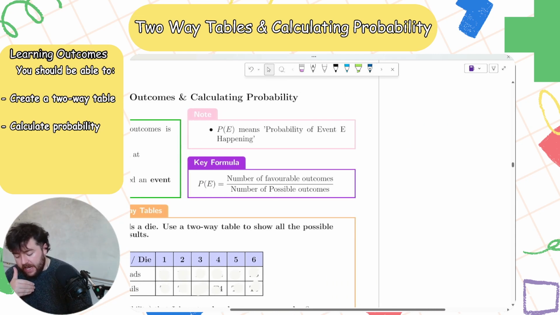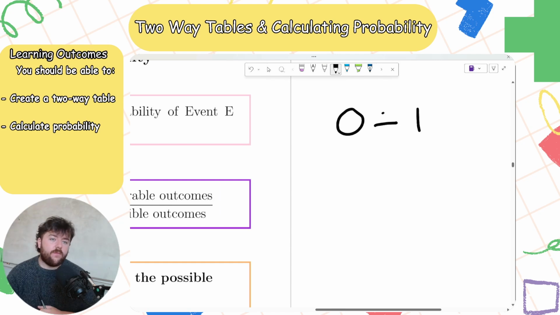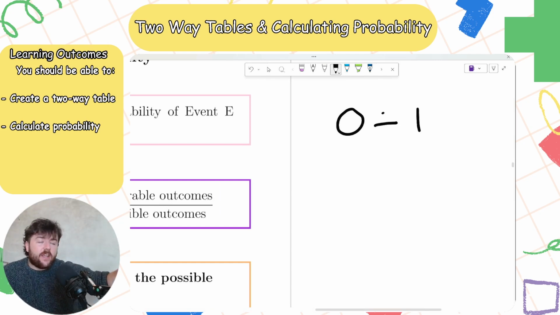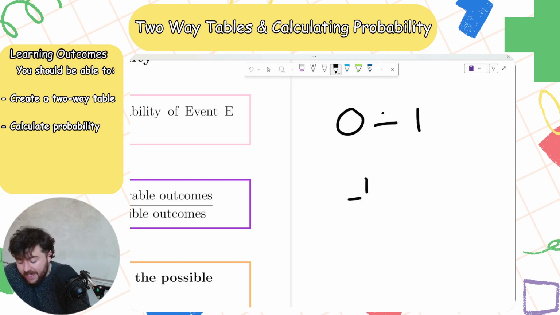Probability goes on a scale from 0 to 1, with 1 meaning it's certainly going to happen and 0 meaning it's impossible, it's not going to happen. We usually write probability as fractions or decimals. For example, a coin toss has a half chance of being a head, or a 50-50 chance.